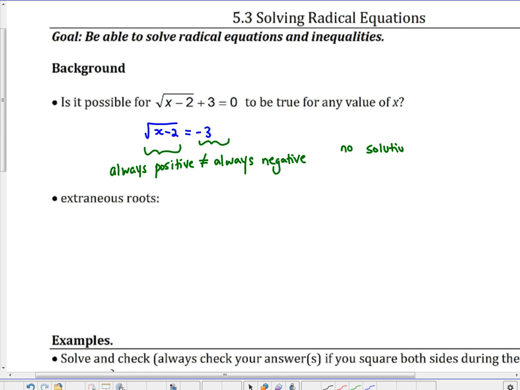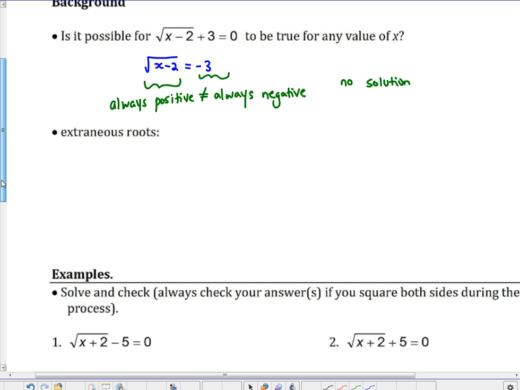So it's really important to know that when we square root, we can only square root a positive number, and it comes out as positive. That's really important to note here. So there's a key word we're going to use a lot, and that word is extraneous. Extraneous root.